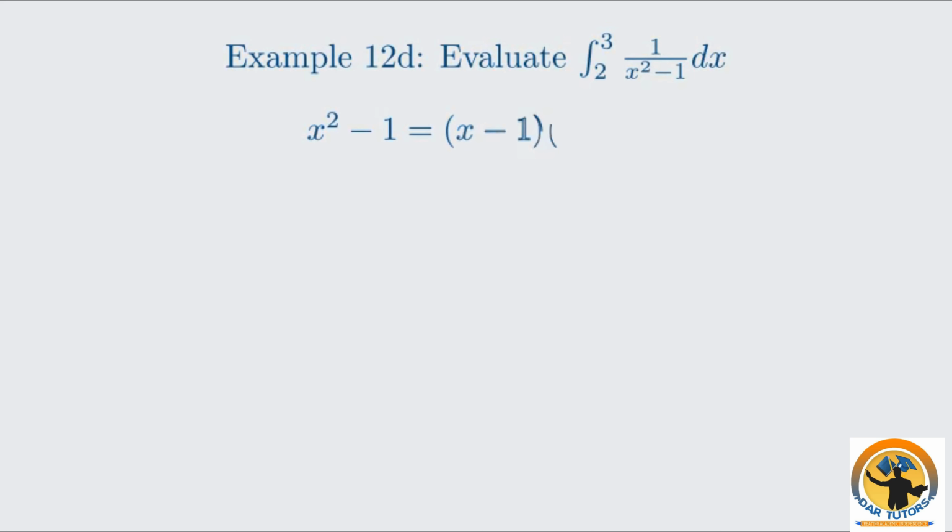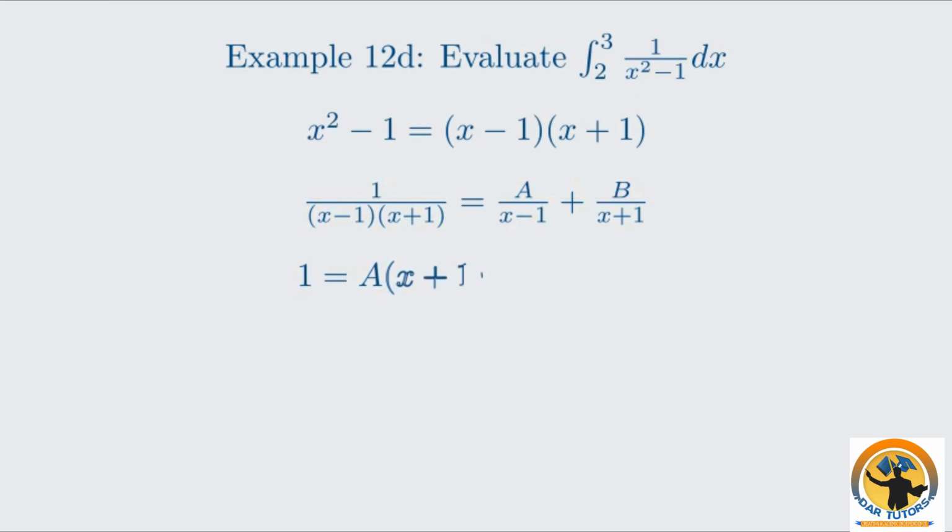We'll evaluate the integral from 2 to 3 of 1 over x squared minus 1. First, factor the denominator. The denominator is a difference of squares, x minus 1 times x plus 1. Next, set up the partial fraction decomposition. We write 1 over x minus 1 times x plus 1 as a over x minus 1 plus b over x plus 1. Multiply by the common denominator. This gives 1 equals a times x plus 1 plus b times x minus 1.